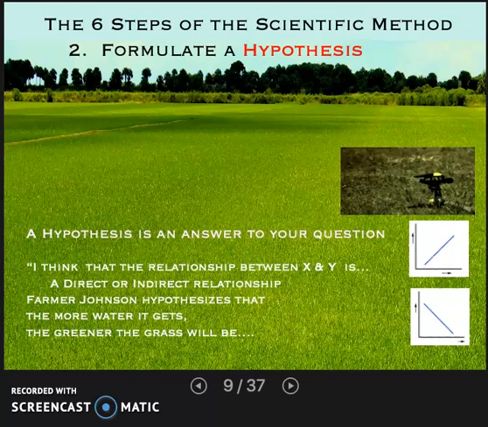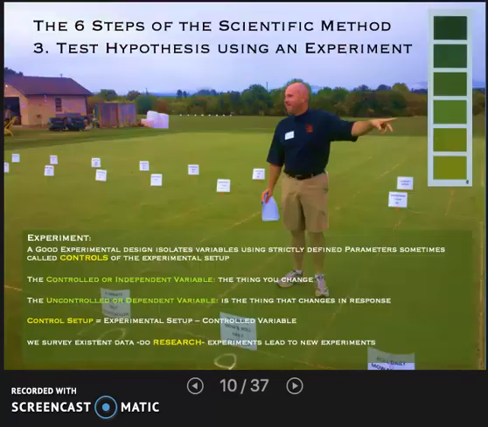So what does he do? Well, he tests his hypothesis. Now we test our hypothesis with an experiment. And a well-designed experiment has a lot of clearly defined parameters. We're going to call them controls. So for instance, Farmer Johnson comes up with an experiment where he takes 4 plots of grass, all 1 meter square. That's a control.